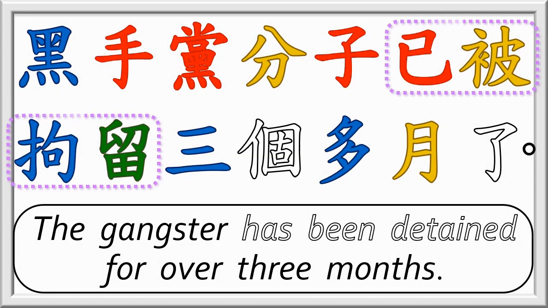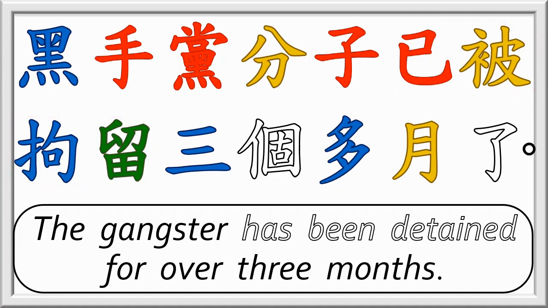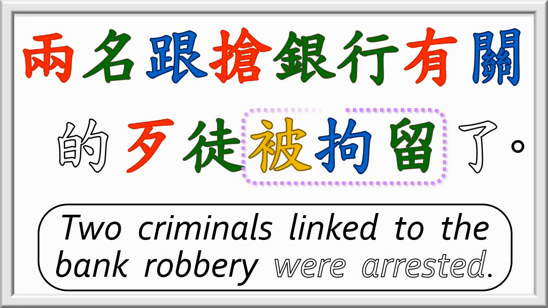拘留 is a phrase meaning to detain or arrest someone. 黑手党分子已被拘留3个多月了。The gangster has been detained for over 3 months. 2名跟抢银行有关的歹徒被拘留了。2 criminals linked to the bank robbery were arrested.